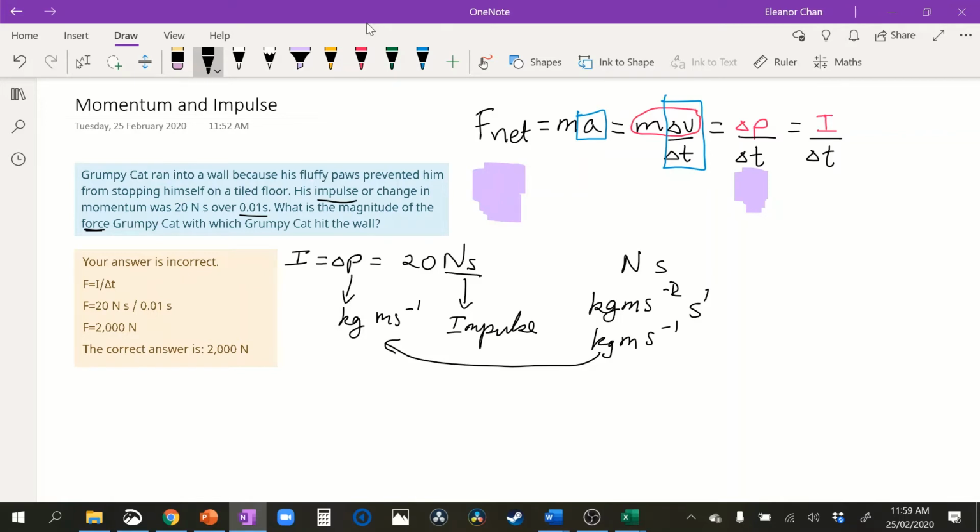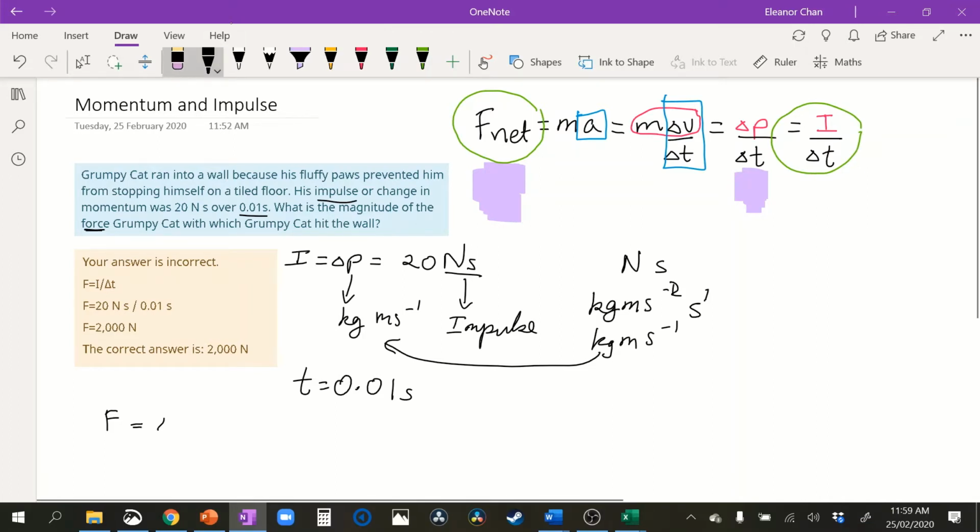Now, let's get back to what are we calculating. Let's write down our data. So we've been told the impulse, and it happens over 0.01 seconds. So that's time, 0.01 seconds. Okay, and we're being asked to calculate the force. Now, if we think about this, we've got force, we've got time and impulse. So force is equal to the impulse divided by the change in time, or time.